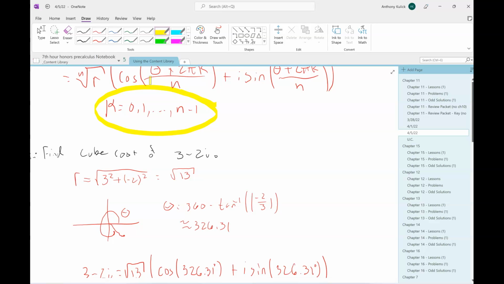What's the n for a cube root? 3. N is the index of the radical. So 0, 1, 2, and that's n minus 1, so I'm done. Is that cool? Yeah.